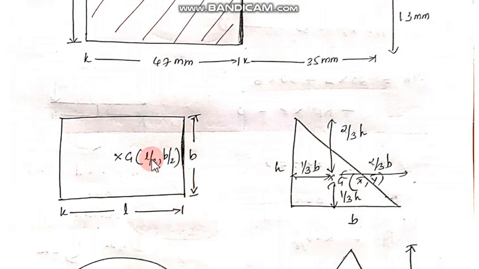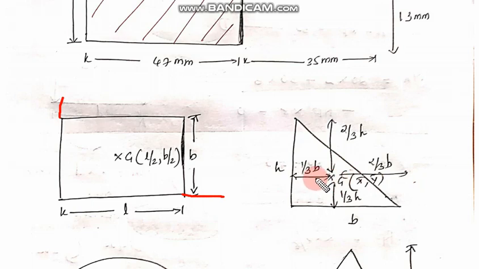So when you have a rectangle, the centroid of a rectangle is exactly at the center because it's a symmetrical figure. If length is L and the width is B, so L by 2 and B by 2. So suppose if I consider an axis here, at this corner, like this is the y-axis, this is the x-axis, then the distance from this y-axis to G is the x bar, and the distance from the x-axis to G is the y bar. So this is L by 2 and this is B by 2.